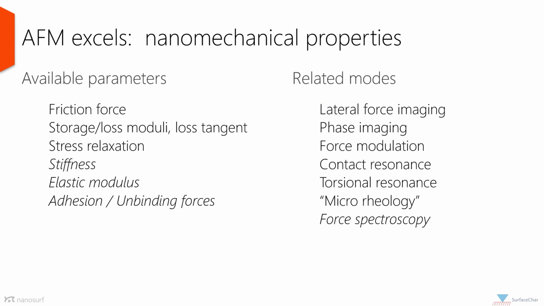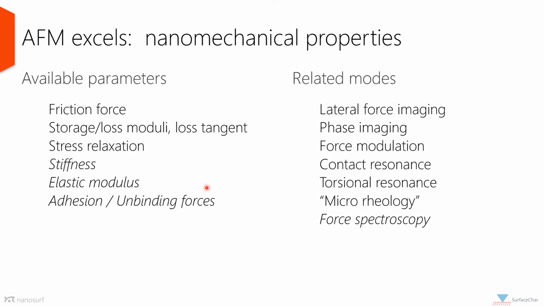So now, coming from topographic measurements to nanomechanical properties, since we have the tip that we can bring into physical contact with a sample, the AFM is a great tool to measure nanomechanical properties of samples. There's a bunch of different parameters that one can address this way, for example, the friction force, and very popular nowadays, stiffness, elastic modulus, and adhesion or unbinding forces.